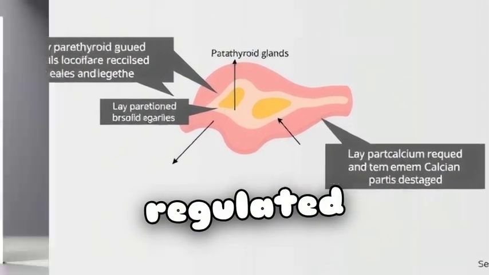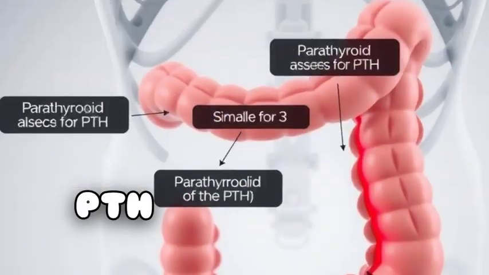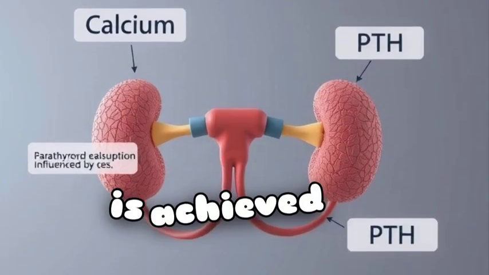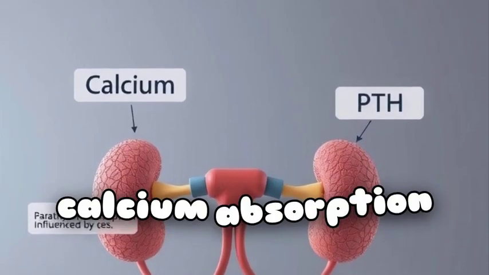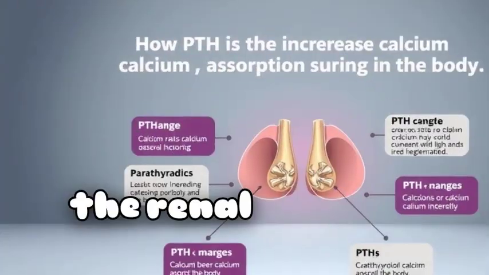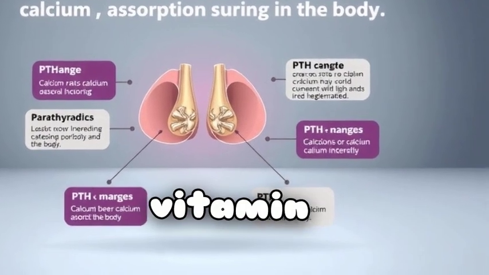Secretion is regulated by blood calcium levels. The main function of PTH is to increase blood calcium levels. This is achieved by increasing the calcium absorption from the small intestine and reabsorption from the renal tubules, and increasing the activation of vitamin D.